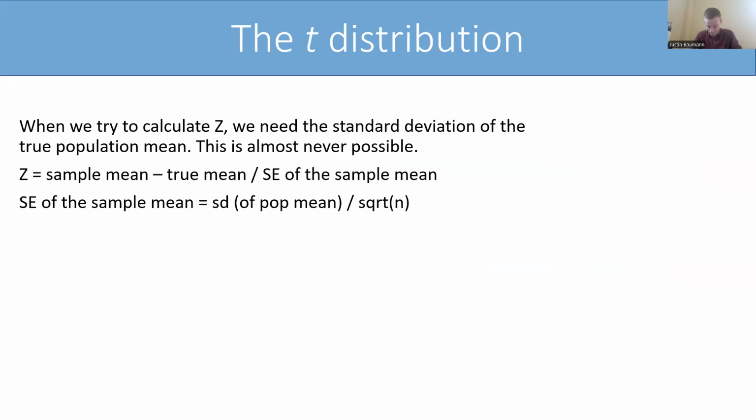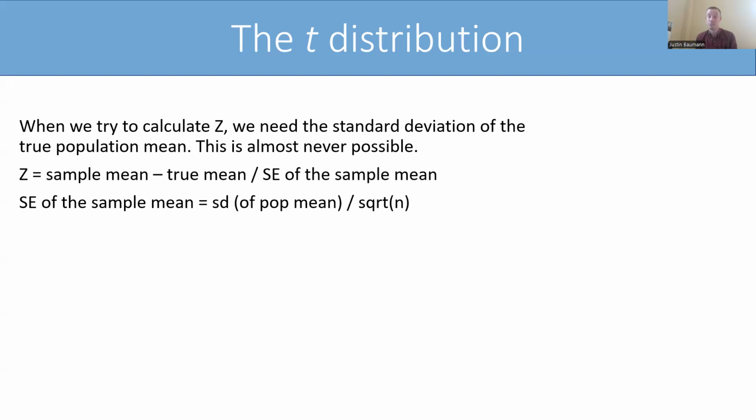All right, now we're going to apply this concept of Z to something called the T distribution. We're going to use this to do basically a t-test. So here we go. When we try to calculate Z, we need the standard deviation of the true population mean. You basically can't get that. We don't know the true population mean just about ever, which means we kind of can't know the true population standard deviation either. Unless we can sample every individual within our population, we're almost never going to have Z, because we don't have the true mean and we don't have the standard deviation of the true mean. Because we lack the data on the full population, Z must be approximated.